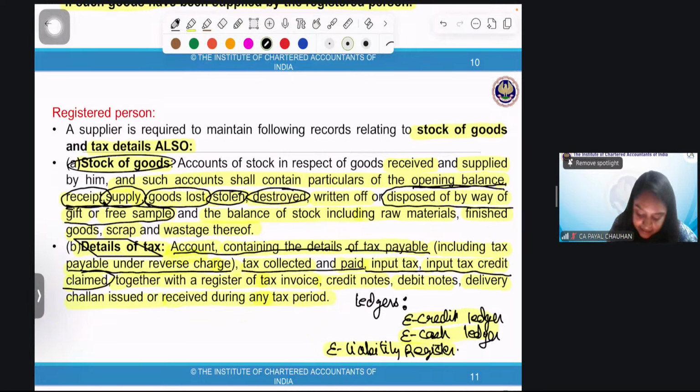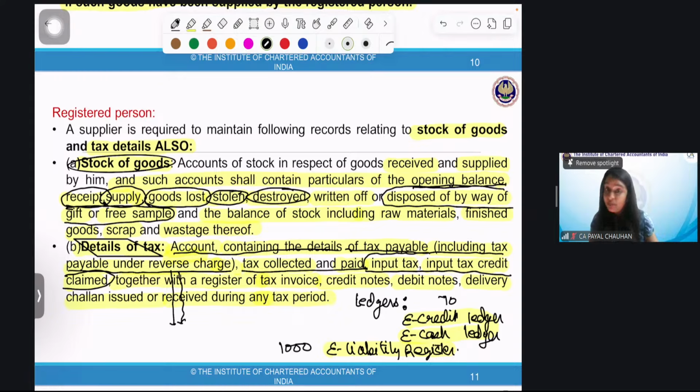Accounts containing the detail of tax payable, including tax payable under reverse charge. Can reverse charge be paid by using ITC? Does anyone have an idea? No, it cannot be paid using ITC. For it, only the E-cash ledger will be used. Very good, perfect. So we have, together with it, the register of tax invoice.